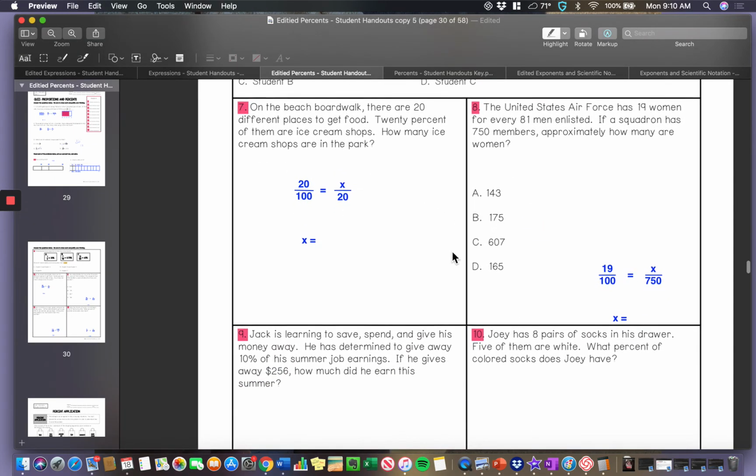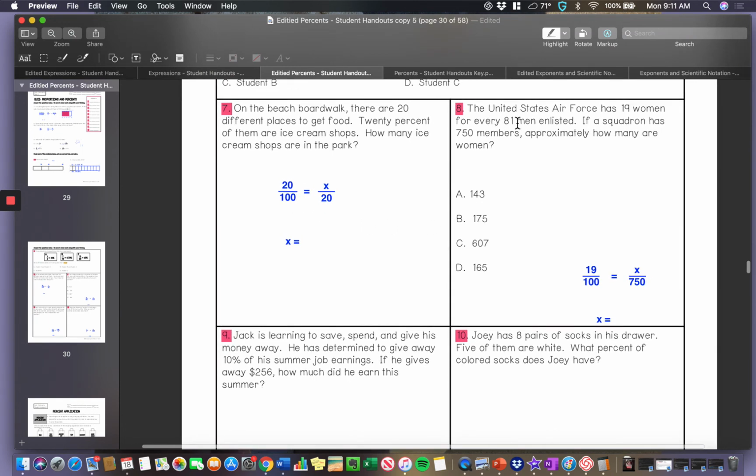So for the rest of the problems, I did set up proportions for you, so I'm just going to read the problems. All right, number 7 says, on the beach boardwalk, there are 20 different places to get food. 20% of them are ice cream shops. How many ice cream shops are there in the park? So I set up your proportion down here for you. You can cross multiply and divide.